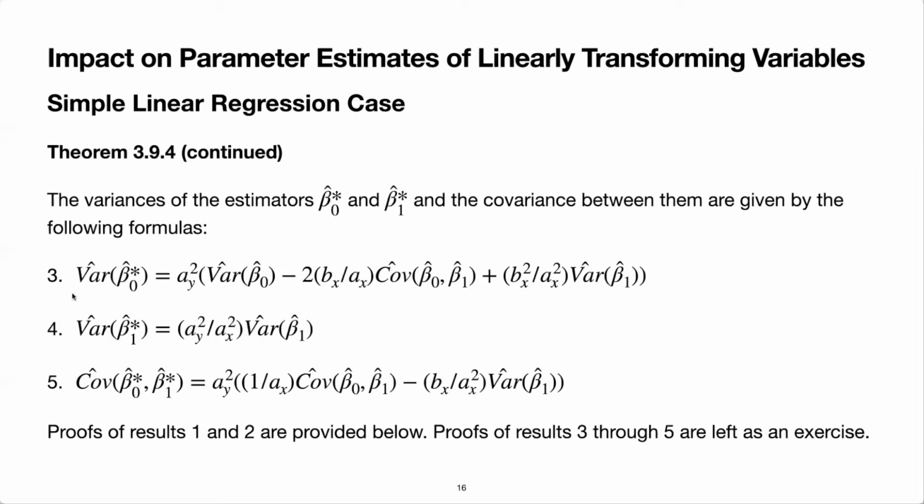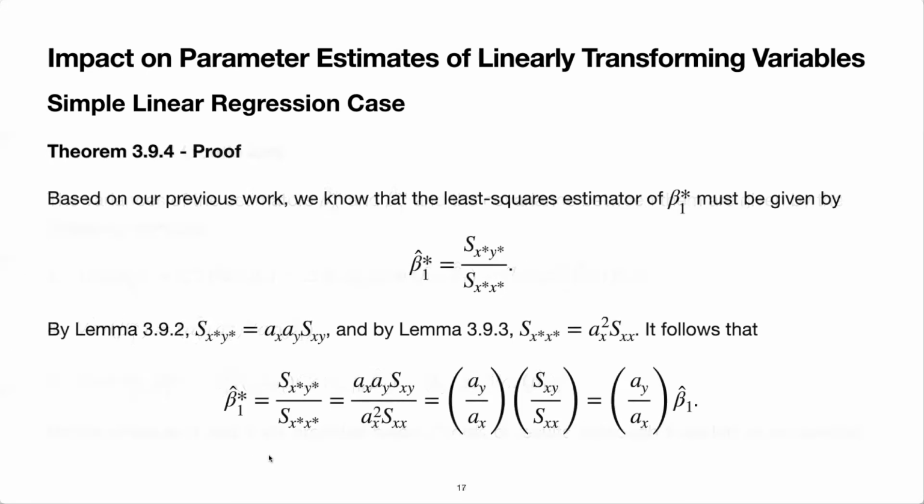And so we see here that the variances and the covariance of beta 0 star hat and beta 1 star hat can be expressed in terms of the variances of beta 0 hat and beta 1 hat from the original model, as well as their covariance. And so again, we can calculate these variances and this covariance without actually having to transform the data and refit the model. Now, proofs of results 1 and 2 are going to be provided below. Proofs of results 3 through 5 on this slide are left as an exercise.